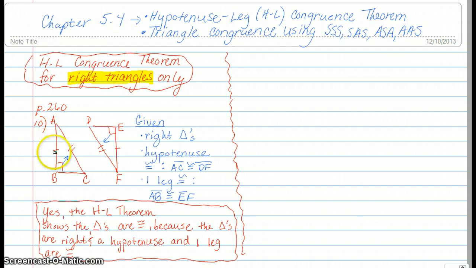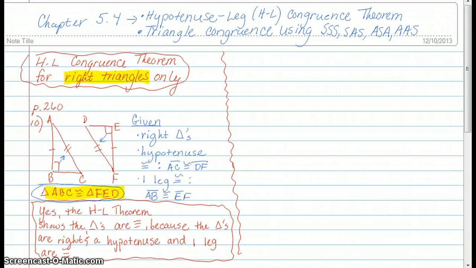However, we do know from the single tick mark that leg AB, segment AB, is congruent to leg EF, segment EF. So we have met the criteria, one hypotenuse and one leg of a right triangle being congruent. So yes, the HL theorem shows the triangles are congruent because the triangles are right and a hypotenuse and one leg are congruent. You can also say in number 10 that triangle ABC is congruent to triangle FED. Make sure you match up the corresponding angles with one another when you write that statement of congruency.